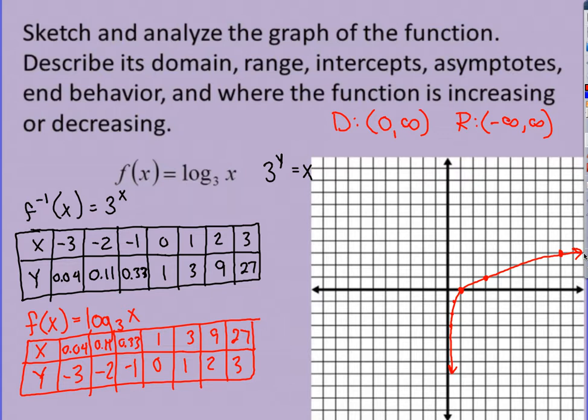We do know we are crossing the x-axis at x is equal to 1, but we are not crossing the y-axis. So we do have an x-intercept, x equals 1. Our y-intercept, there is not one, so there is none. We do have an asymptote. As you can see, our graph is approaching the y-axis, but it's never actually touching it. So we do have an asymptote at x is equal to 0.